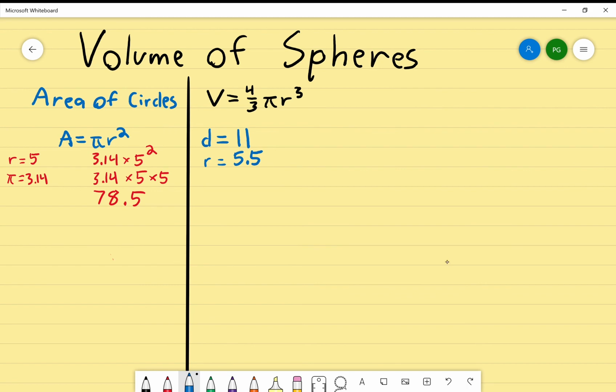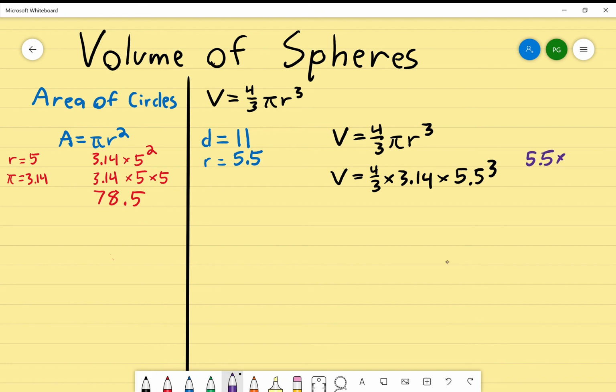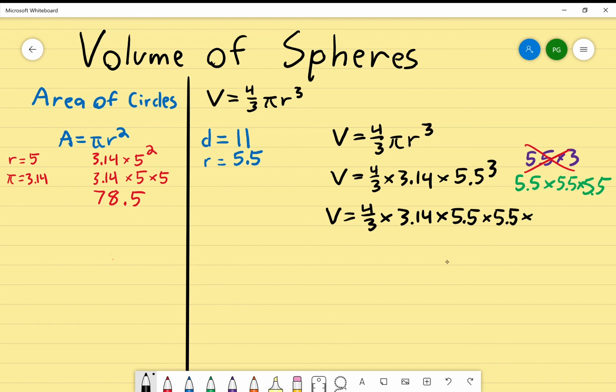Now you can plug it into the formula. So you go back, you rewrite it, volume equals 4 over 3 times pi times r cubed. Great. Fill in the gaps. 4 over 3 times pi, which is 3.14, times 5.5 cubed. Now, once again, 5.5 cubed is not 5.5 times 3. That's wrong. It's 5.5 times itself 3 times. So it's going to be 5.5 times 5.5 times 5.5. Woo, that's a lot of 5s. So let's rewrite it. Volume is 4 over 3 times 3.14 times 5.5 times 5.5 times 5.5.